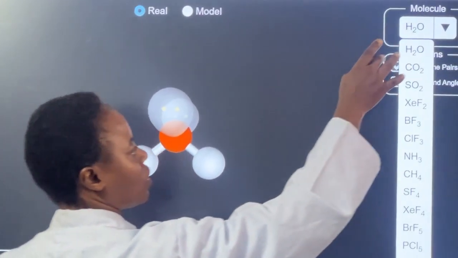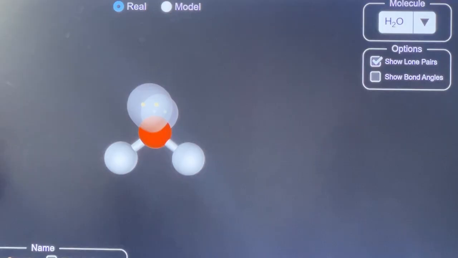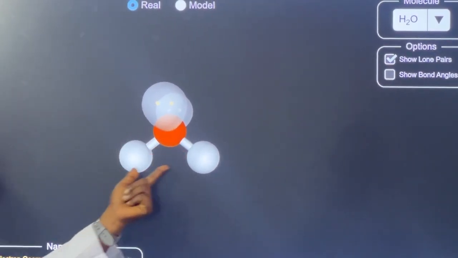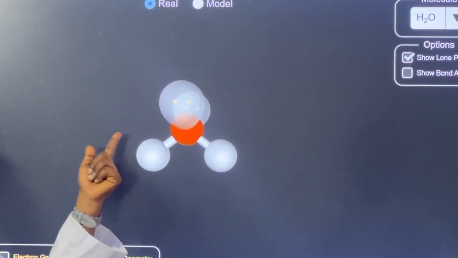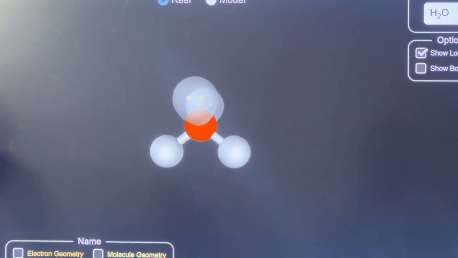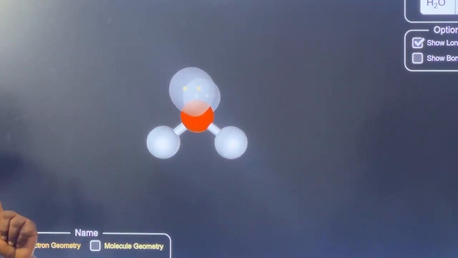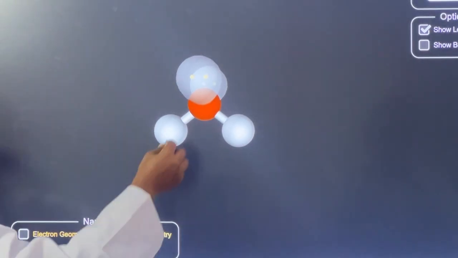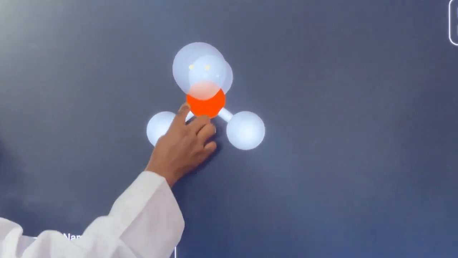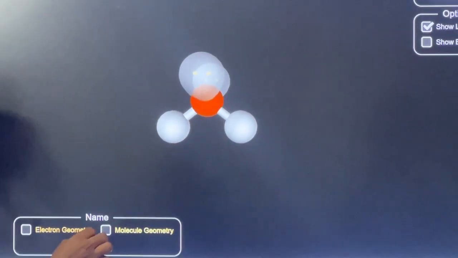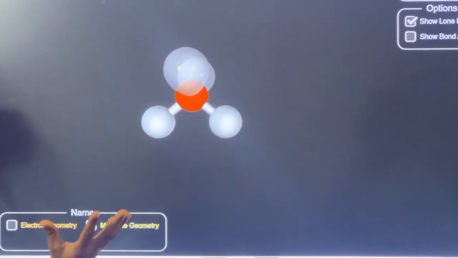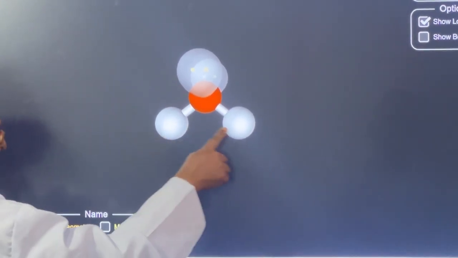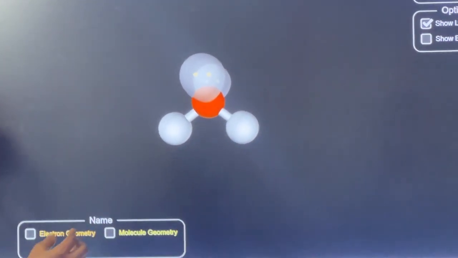So I'm going to do this. So we look at this. This is the shape, the real shape of water molecule. And when you talk about water molecule, the main central atom, that is the middle atom, is oxygen. And this is represented by the orange diagram. And then you have the hydrogen, two molecules, which is represented by the white circle.